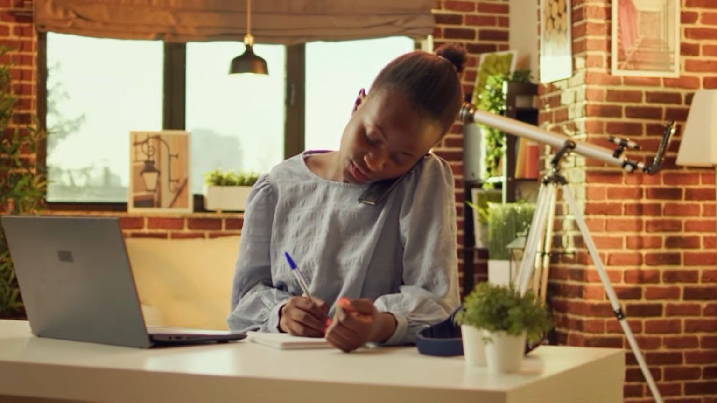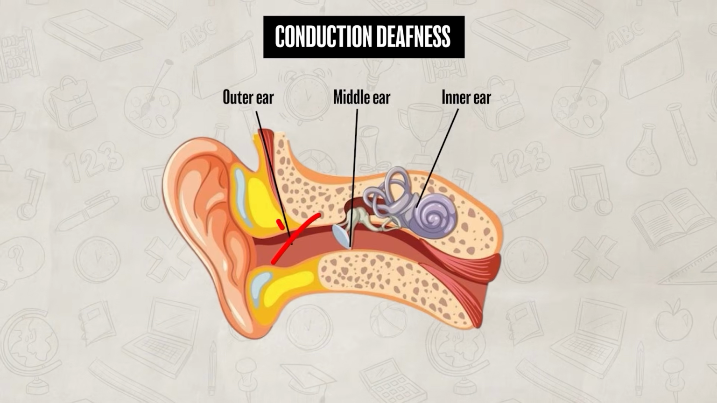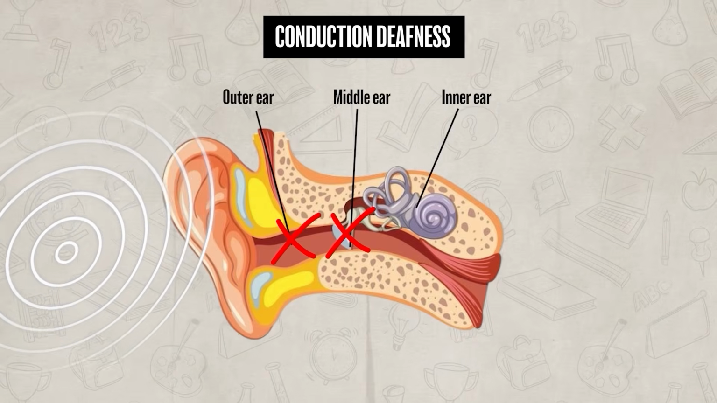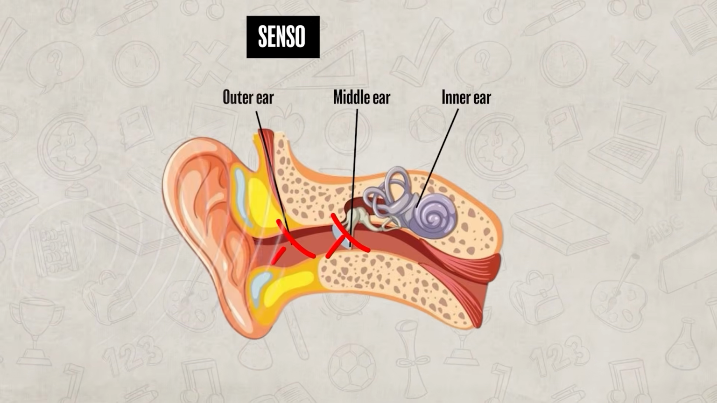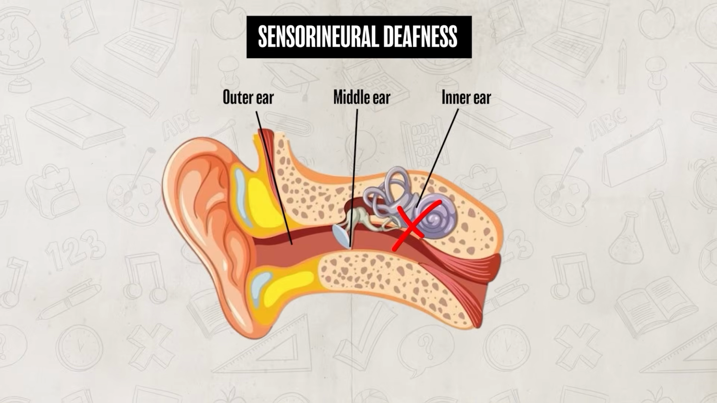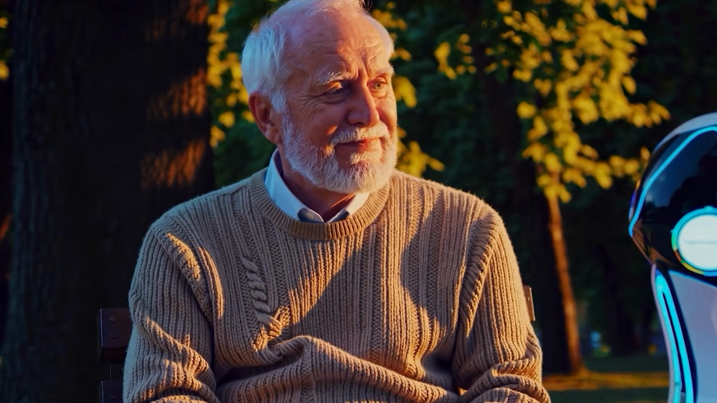All right, now before we wrap up our auditory system, we need to talk about two types of hearing loss that you want to be familiar with. The first is conduction deafness, which occurs when there is damage to the outer ear or middle ear, preventing sound from being properly sent to the inner ear. The second type is sensorineural deafness, which occurs when there is damage to the inner ear or the auditory nerve. This is often caused by aging, exposure to loud sounds, or genetic factors.